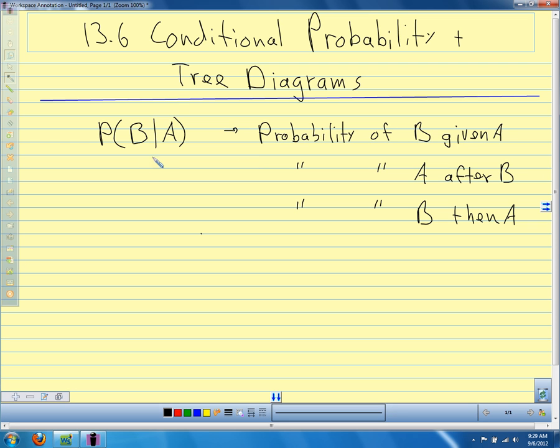We call this probability conditional probability. All of these equal conditional probability. And conditional just means that the second probability changes after the first thing happens. So there's a condition on the probability. Something changes it.